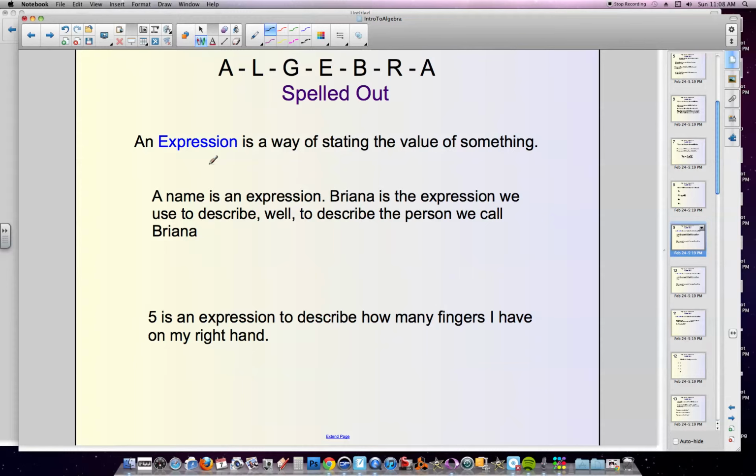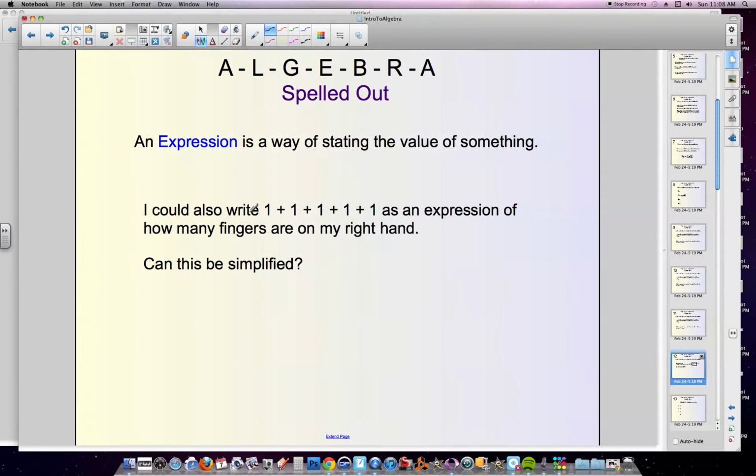In general, the things we're writing, like x plus 2, we call expressions. An expression is just a way of explaining what something is. Your name is the expression we use to describe you. And 5 is an expression to describe how many fingers are on my hand. Now, the number of fingers on my hand, I could write as an expression of 1 plus 1 plus 1 plus 1 plus 1, right?